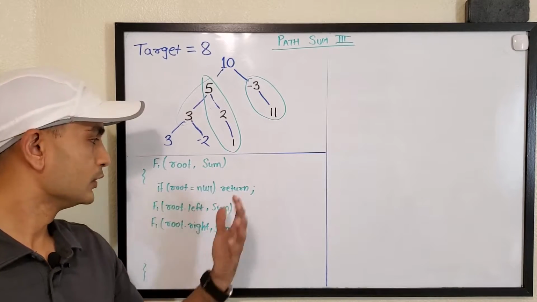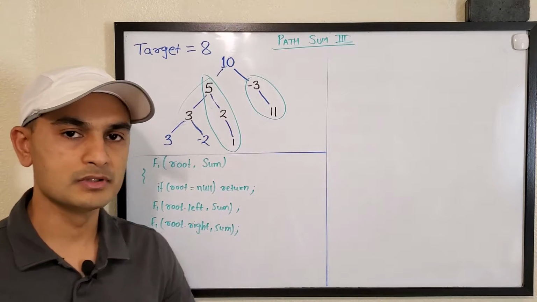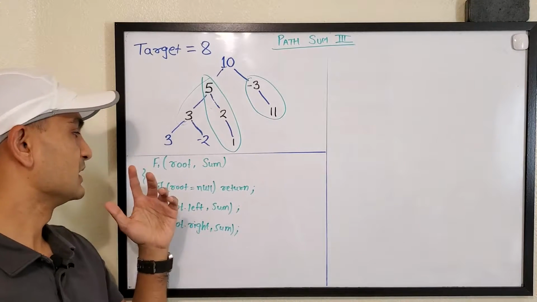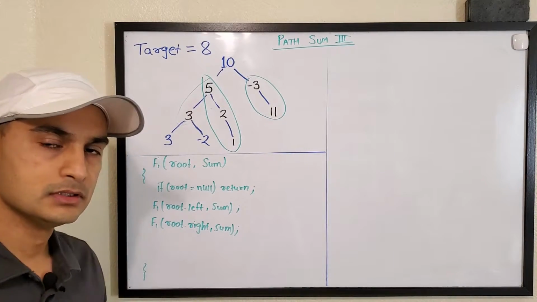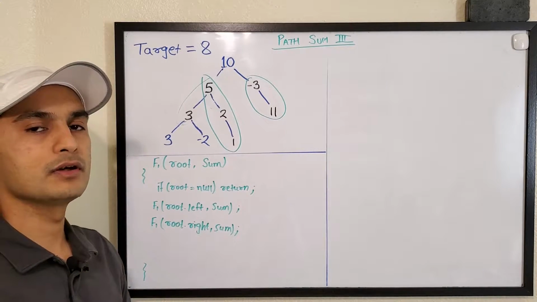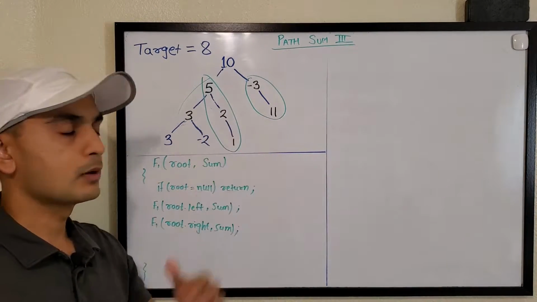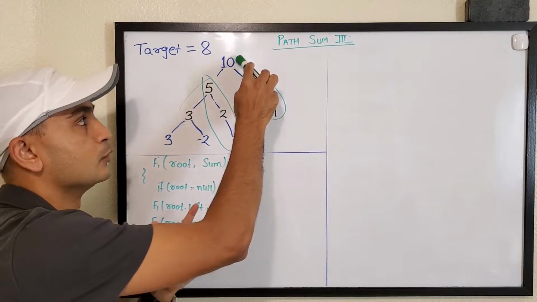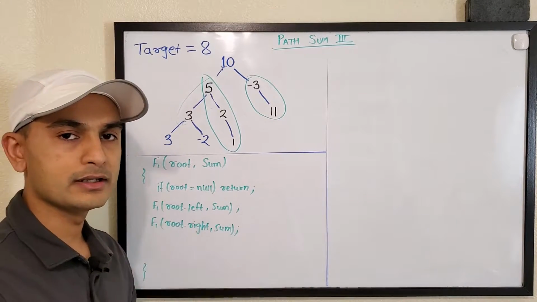To approach this problem, we'll try to implement it in 2 functions. Let's say we have one function as f1 and the other function as f2. Let's first look at what we'll do in function 1, and then we'll go to function 2. Since the important part in this problem is that the path can start from any node, it doesn't have to start from the root, and it can end anywhere. It doesn't have to end in a leaf node.